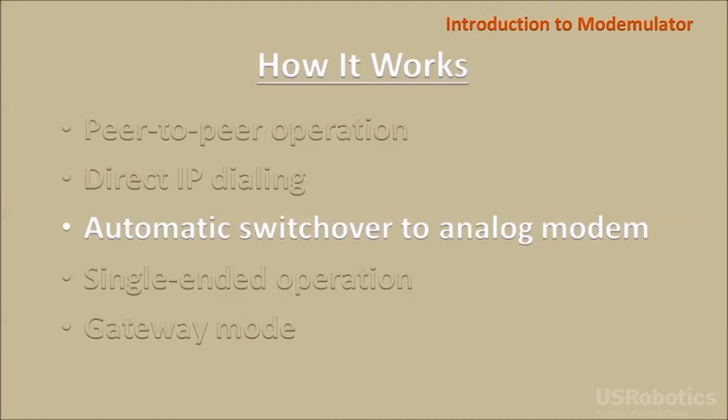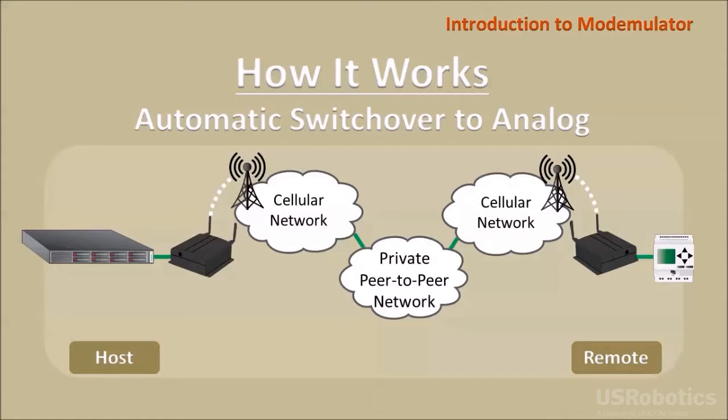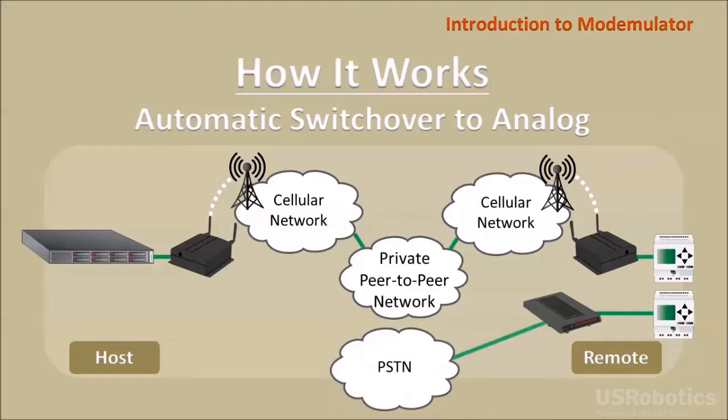Next, I'll explain the automatic switchover feature. A data communication system may require a gradual conversion to cellular, or a permanent mix of cellular and dial-up sites. Each dial-up site continues to use an analog modem connected to the processor, and the modem has a connection to the telephone network. Another analog modem connects to the modemulator at the host site and is also connected to the telephone network.